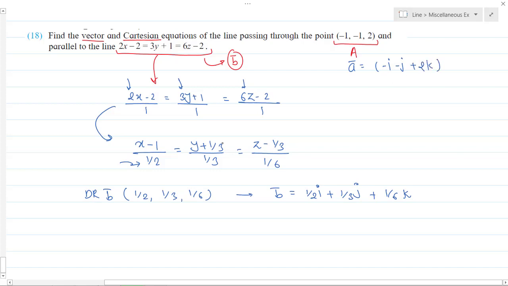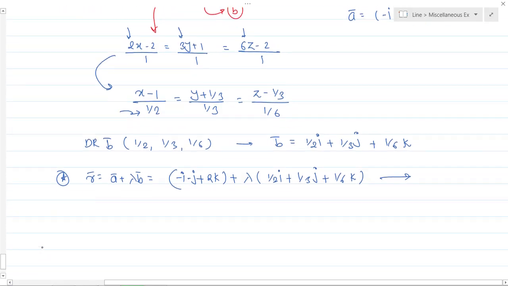You have a bar, you have b bar, so simply we can find out the equation of line in the vector form. Okay, so what is the vector form? Vector form is nothing but a bar plus lambda b bar. So substitute the value: -i minus j plus 2k plus lambda into bracket 1/2 i plus 1/3 j plus 1/6 k. Don't worry, you can keep this equation as it is. This is absolutely correct. No need to do the simplifications here. Now once you get this vector equation, can we find out the Cartesian equation? Yes, कुछ बड़ा काम नहीं है, because we already know how to convert the equation.